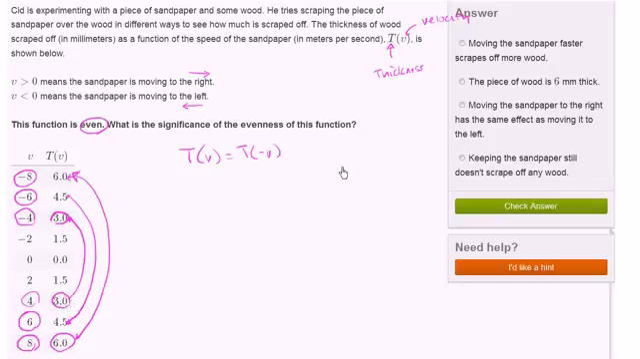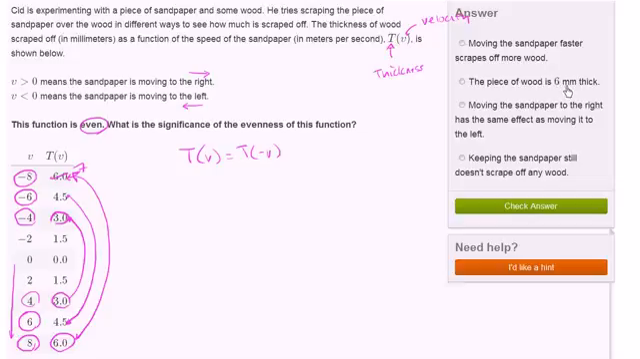Now let's see which of these choices are consistent with what I just said. Moving the sandpaper faster scrapes off more wood. Well, that's true. As the magnitude of the speed increases, we scrape off more wood. This negative 8, you might say, is lower than negative 2, but the magnitude is larger. We're going 8 meters per second to the left, and we're scraping off more. So this is a true statement, but it's not the significance of the evenness of the function. This could have been true even if this was a 7, but then this function would no longer be even.